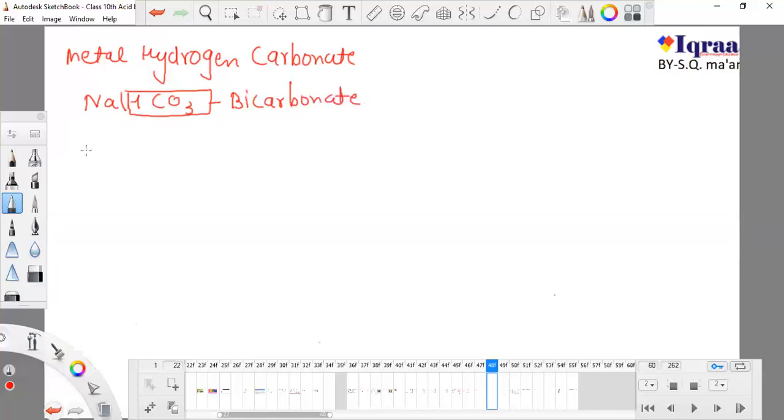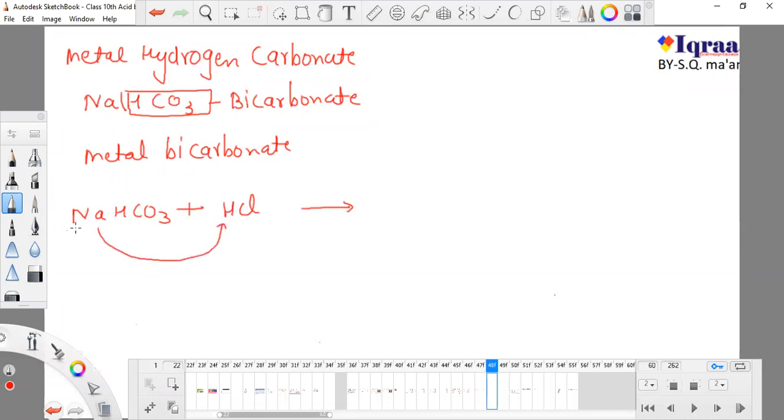So I can say this is metal bicarbonate. Okay, now this is metal bicarbonate or metal hydrogen carbonate, and working with acid, the same thing will occur. It will replace this hydrogen because sodium is more reactive.